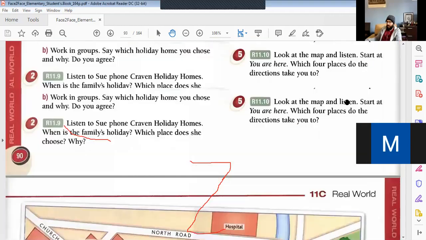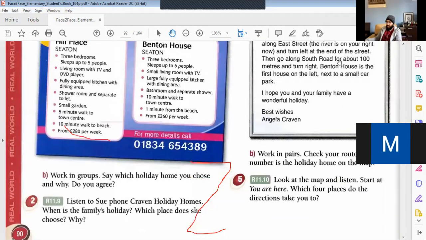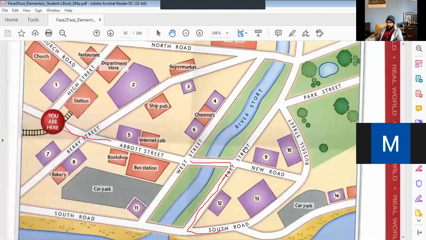Okay. After that, what did she say? She said go 100 meters, I think she said. Yes, go along. Go along South Road for about 100 meters and turn right. And Benton House is the first house on your left next to a small car park. Okay, so let's take it step by step. So first thing is let's go 100 meters and then let's turn right. So 100 meters. And turn right.